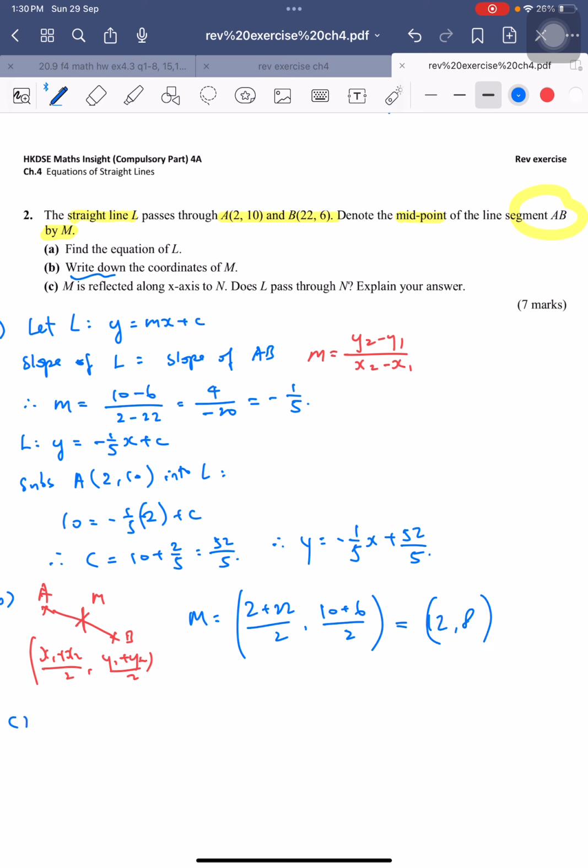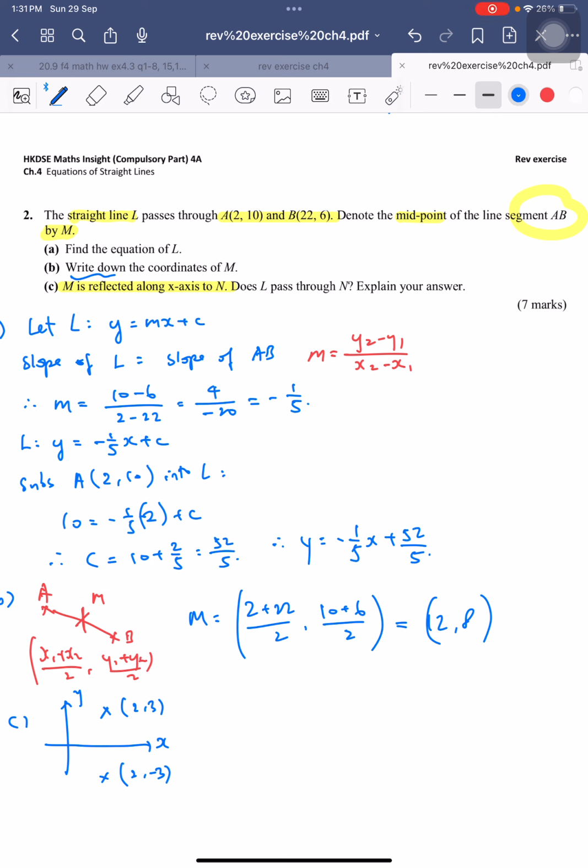So for part C, they're saying that M is reflected along the x-axis. When reflecting along the x-axis, that means you need to change the y-coordinate to its negative. If this is the x-axis, then this is the y-axis. For example, if I have a point here, that's going to be (2, 3). After I reflect it, it becomes (2, negative 3), because they're on the same x line, but the only thing changed is going up or going down. So you need to change the positive or the negative.